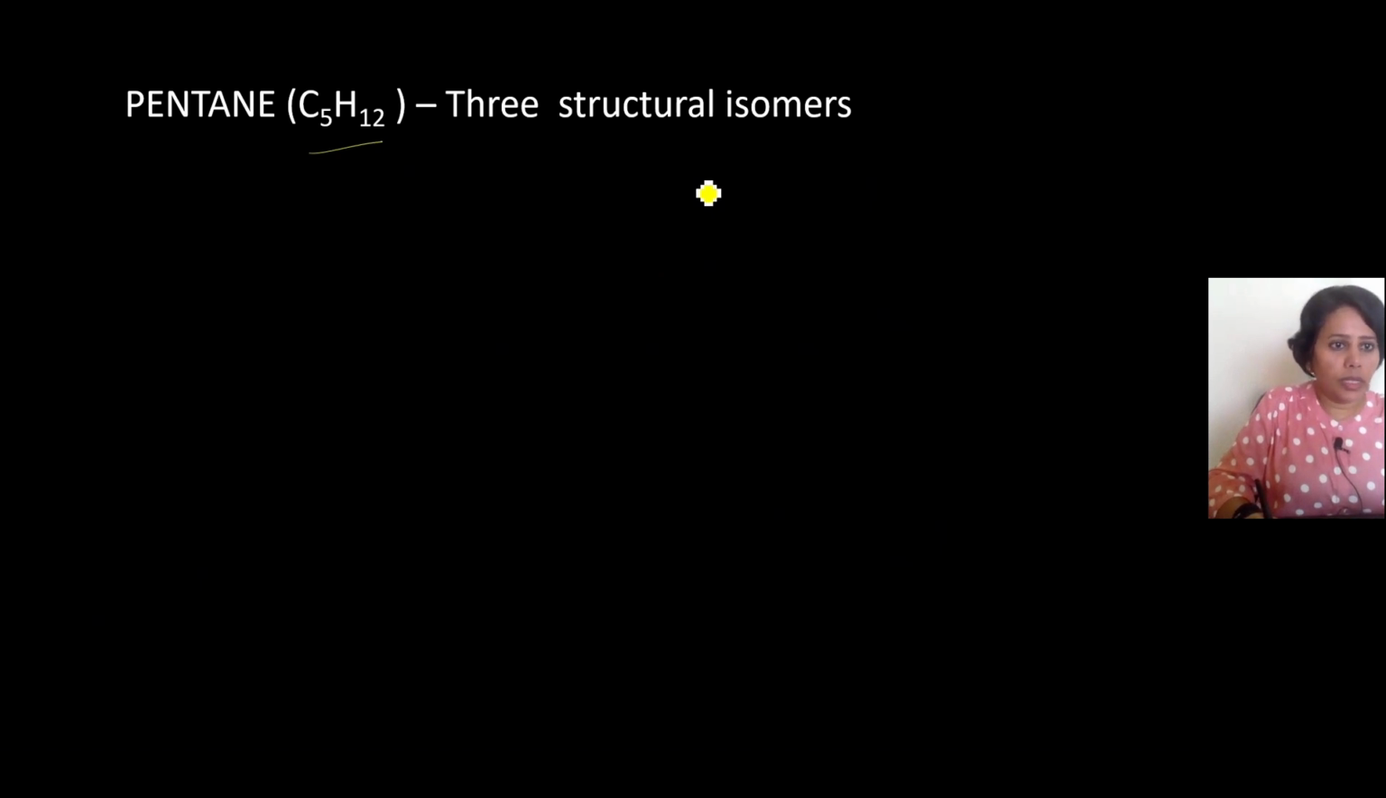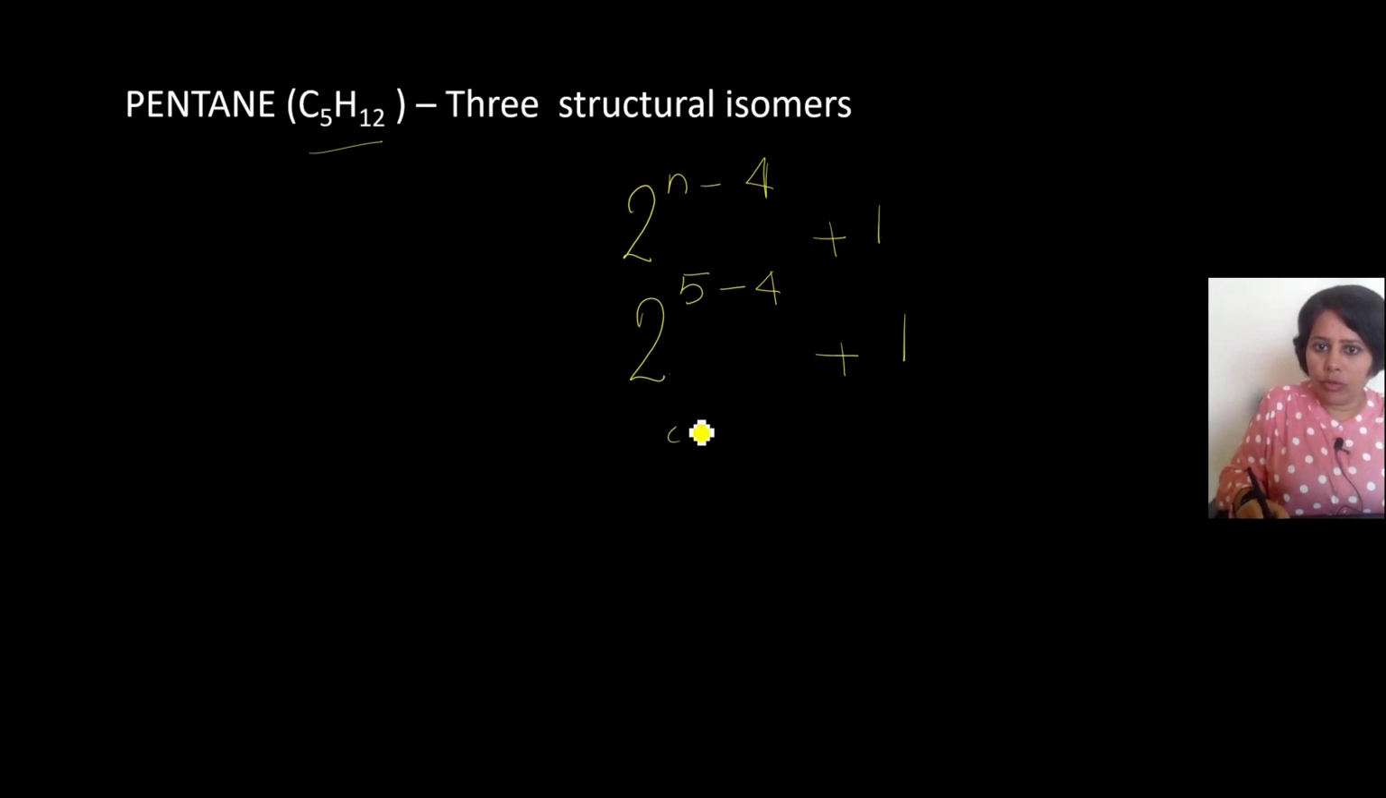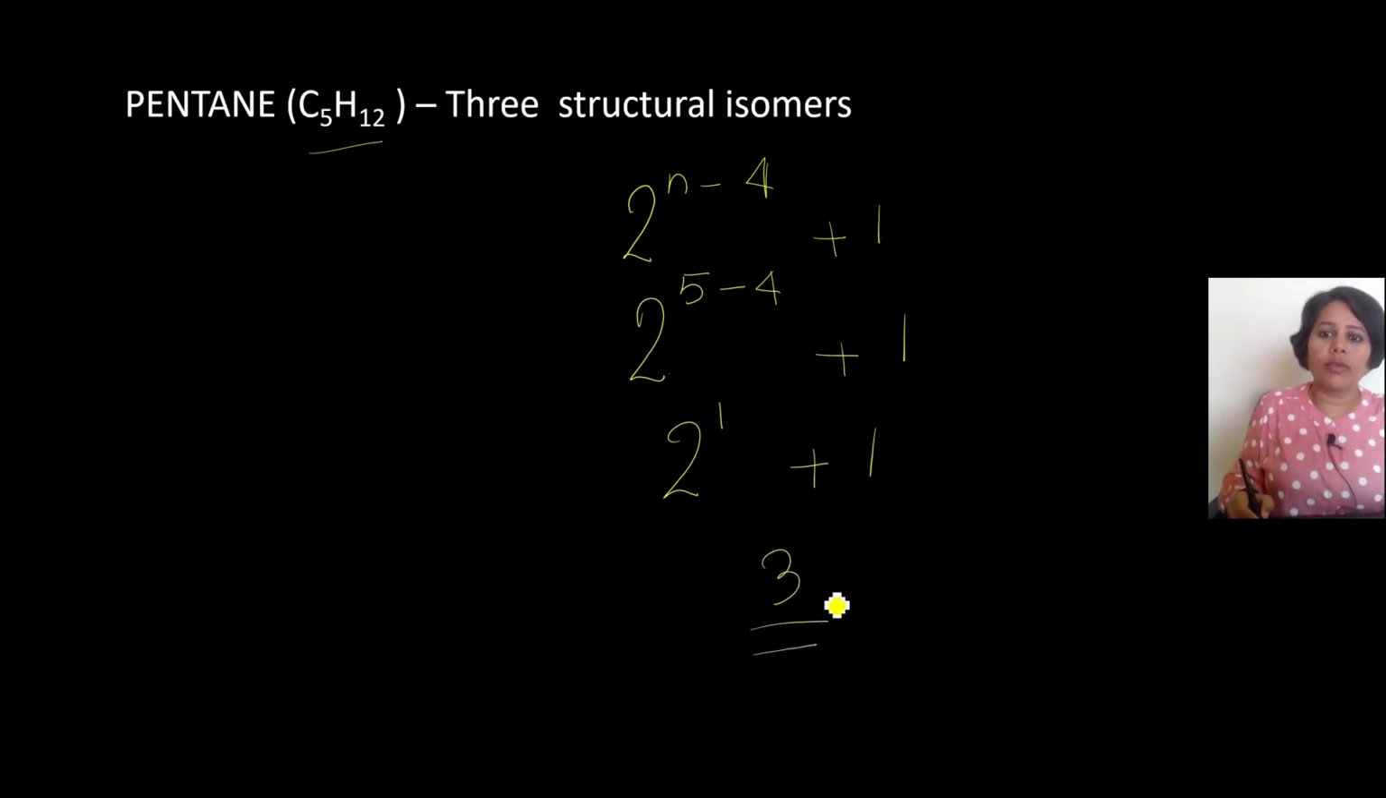So how many isomers are possible in this? Just put the values in the formula 2 to the power n minus 4, plus 1, where n is the number of carbon atoms. Here the number of carbon atoms is 5, so 2 to the power 5 minus 4 plus 1. How much will it be? 2 to the power 1 plus 1, this is total 3. So hence the total isomers for pentane is 3.